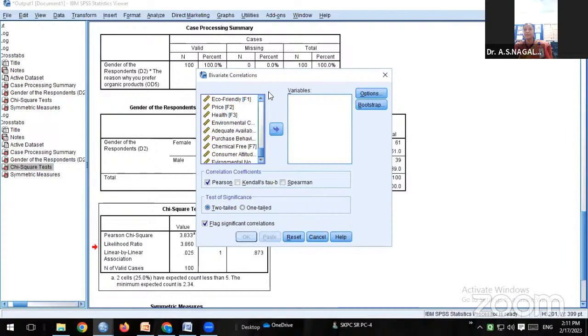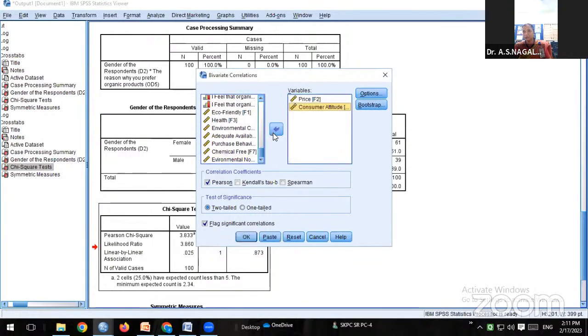I have told you always it must be an average scaled variable. So for me, I have taken factors. These are the 9 factors which I have taken. I want to see how far these factors have an association between each other. So let me first tell you one by one how far my price and consumer attitude and purchase behavior have an association.